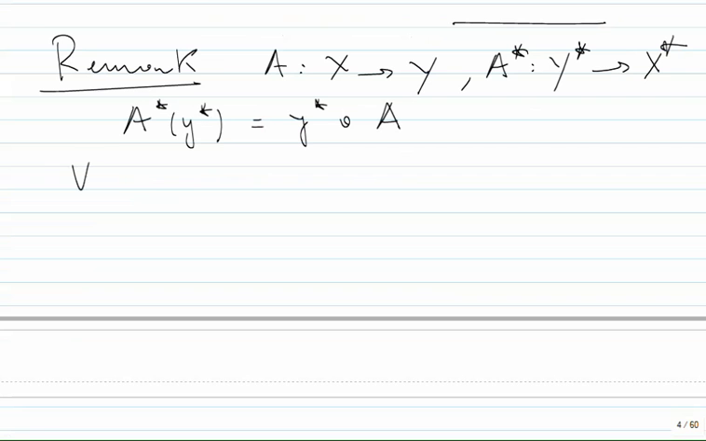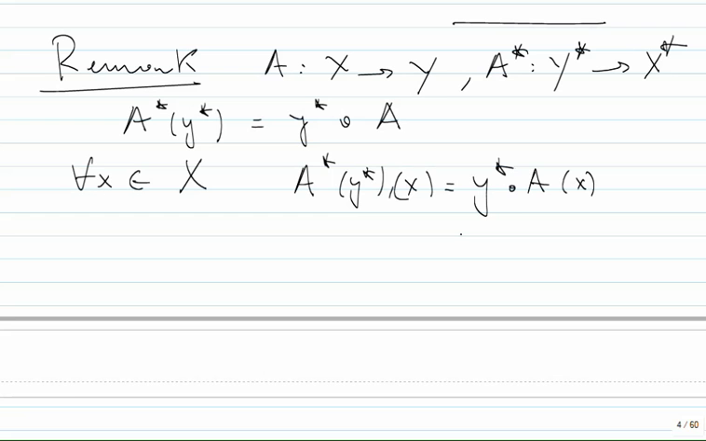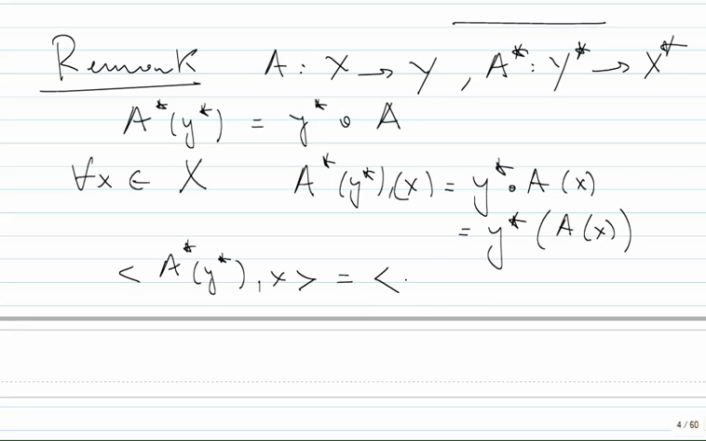So in particular, for any X in X, we have A star of Y star at X is equal to Y star of A of X. And if you write the value of the linear functionals, we use this. So we have A star of Y star of X is equal to Y star taken at A of X. Okay. This, of course, is very useful when we deal with Hilbert spaces. So this will be very interesting. Okay. Great.